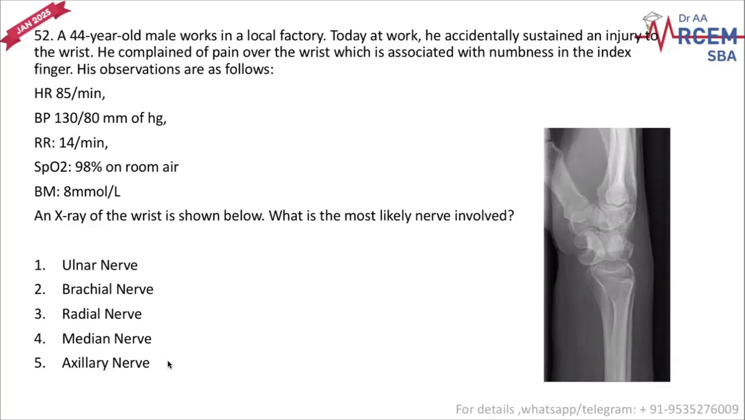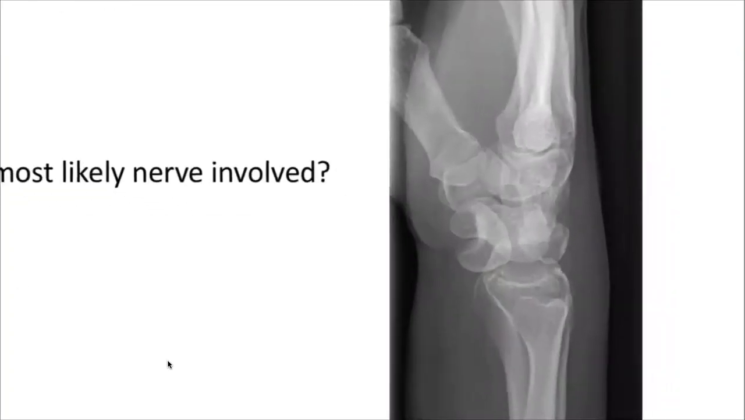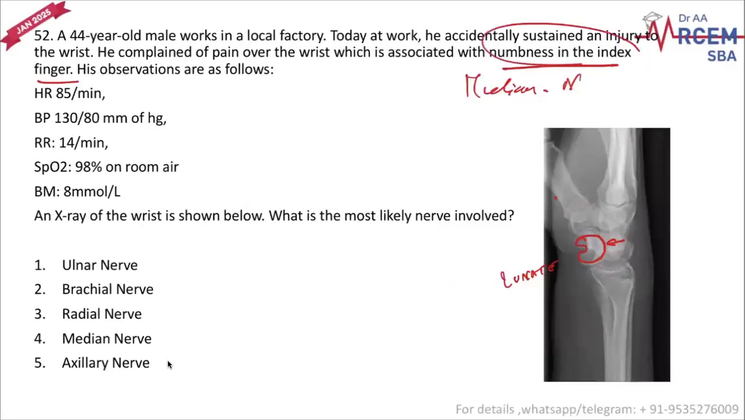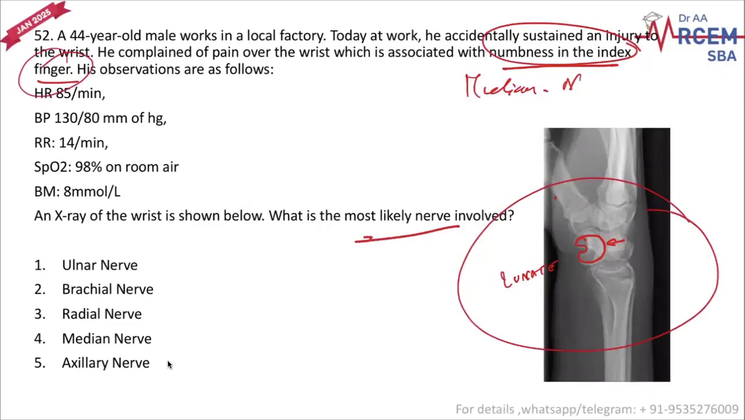There are a few things. Numbness over the index finger itself is suggestive of a median nerve injury. One more thing here is the lunate articular surface, which is pushed outwards towards the thumb. So this is a lunate dislocation. In lunate dislocation, the most commonly involved neurovascular structure is again the median nerve. So in two ways you can diagnose it, from the numbness and from the dislocation. The right answer here is the median nerve.